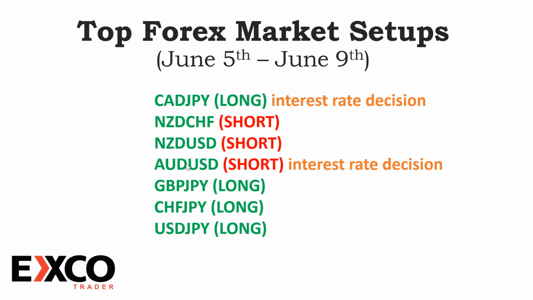Reserve Bank of Australia giving out their interest rate decision. It could pose a lot of volatility against the Australian dollar. Please don't forget to plan your trades around this interest rate decision. Then I'll also be looking to go long on the Great Britain pound against the Japanese yen, then the Swiss franc against the Japanese yen long, and then the United States dollar against the Japanese yen long.